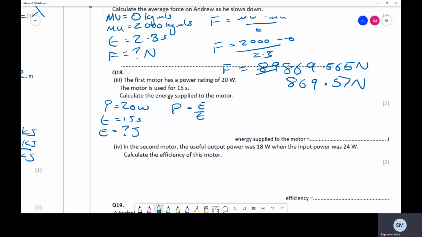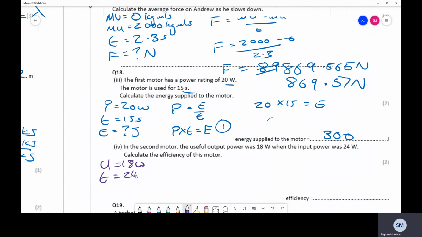I'm going to make E the subject of the equation, so multiply across by T. P times T equals E. And I'll write down that 20 times 15 is equal to E. I ran out of space because it's close together. 20 times 15 is equal to 300 joules. And my units are all okay, no prefixes, no nothing, but I will get a point if I'm able to rearrange correctly.